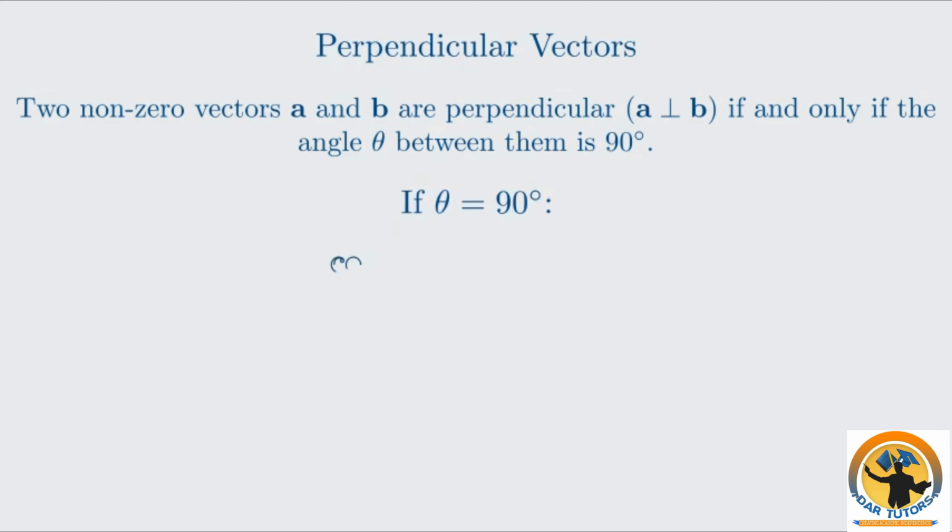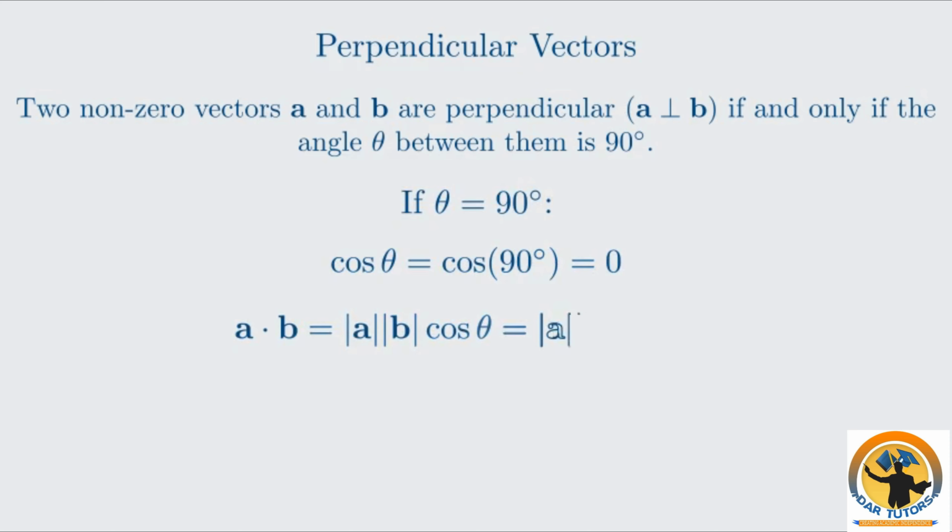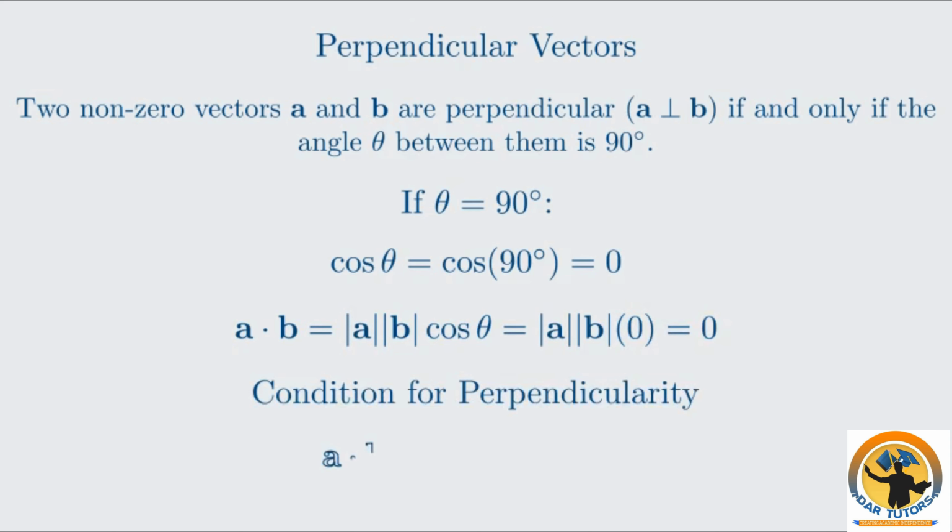If theta is 90 degrees, then cosine of theta is cosine of 90 degrees, which is 0. Substituting this into our geometric formula, a dot b equals magnitude a magnitude b times 0, which simplifies to 0. This gives us a powerful condition. Two non-zero vectors are perpendicular if and only if their scalar product is 0. This is a key result you must remember.